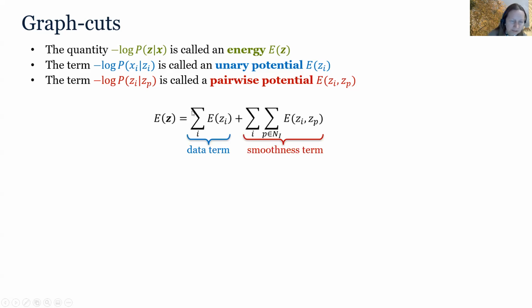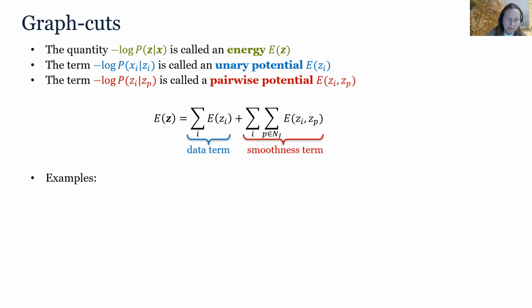Basically, this unary potential creates the data term. This data term wants to make sure that the labels correspond to the image intensities that we've got. So that's our data. And the pairwise potential creates a smoothness term. It ensures the smoothness of the segmentation.